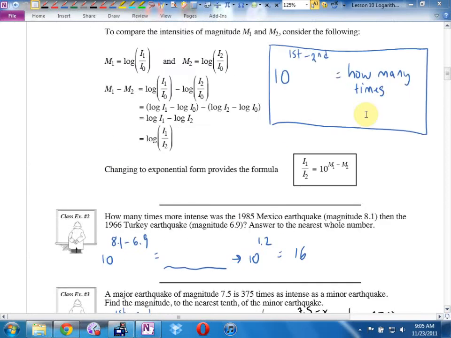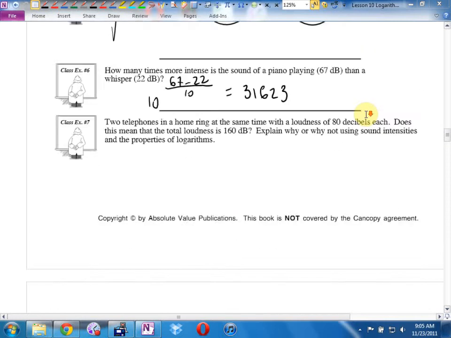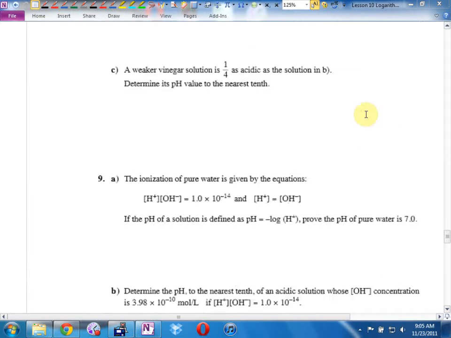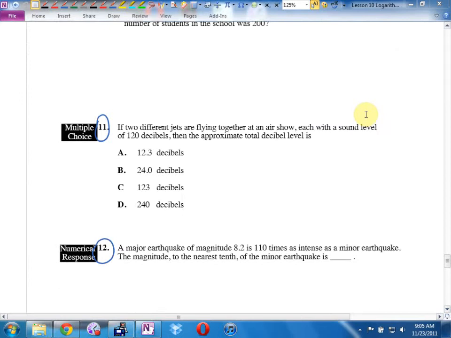So, hey, let's look at number 12. Sorry, number 11. This is the one. All right. There is an easy way, a clever way to do number 11, showing no work, because it's multiple choice. And then there's the mathematical way. I'm going to do the easy way first.